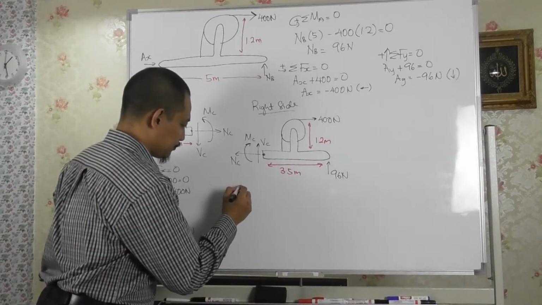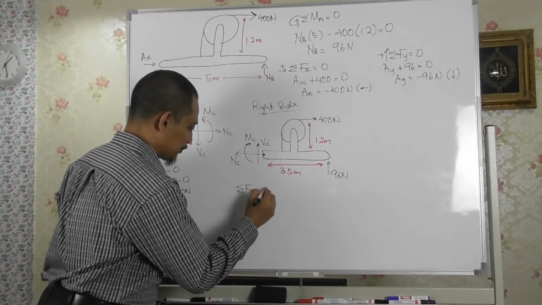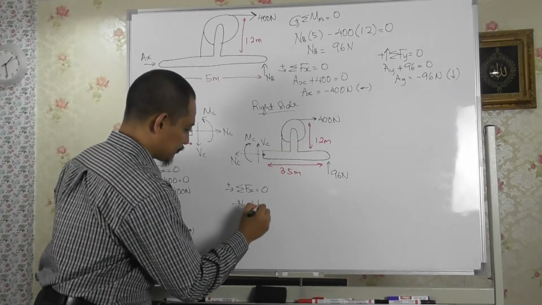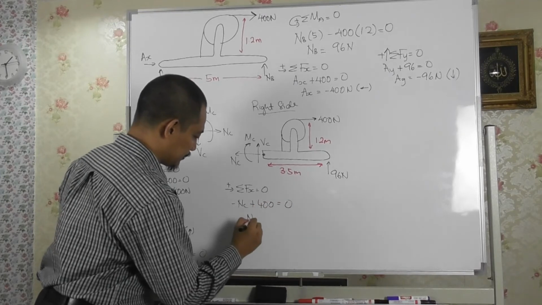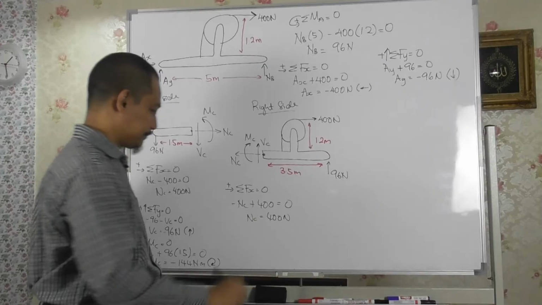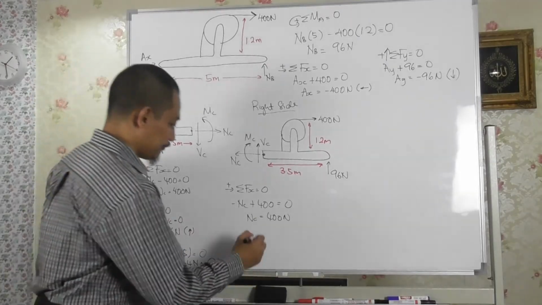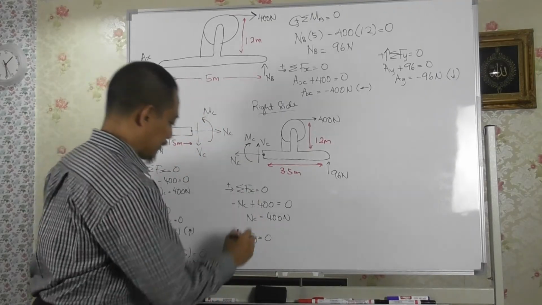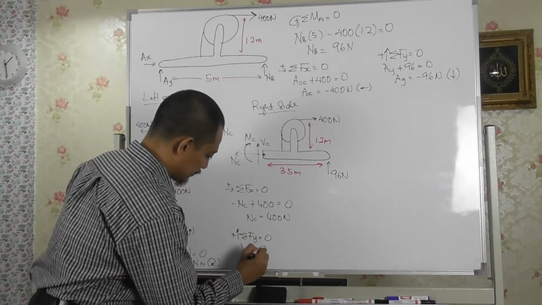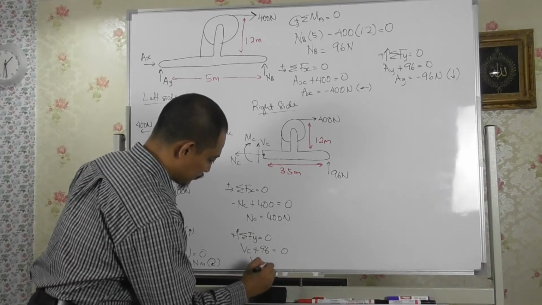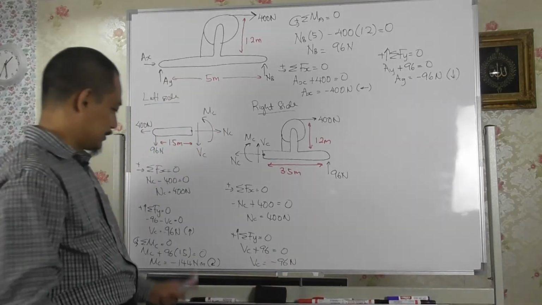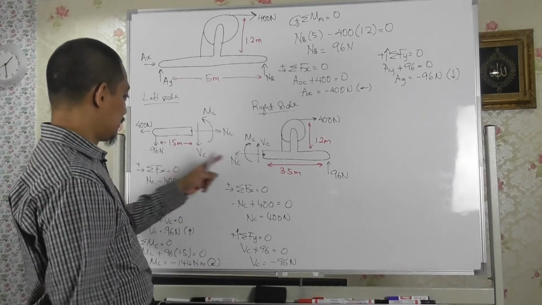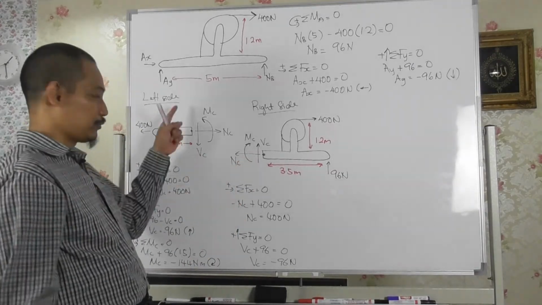So to solve, if you do use summation of Fx equal to 0, taken to the right as positive, so you have minus NC plus 400 equal to 0, so NC will equal to 400 Newton. So it's the same. If you do summation of Fy equal to 0, taking upward as positive, so you have Vc plus 96 equal to 0, so Vc equal to minus 96 Newton. So it's the same, negative 96, negative 96. Obviously the opposite direction will be downwards for this case, or upwards for this case, right?